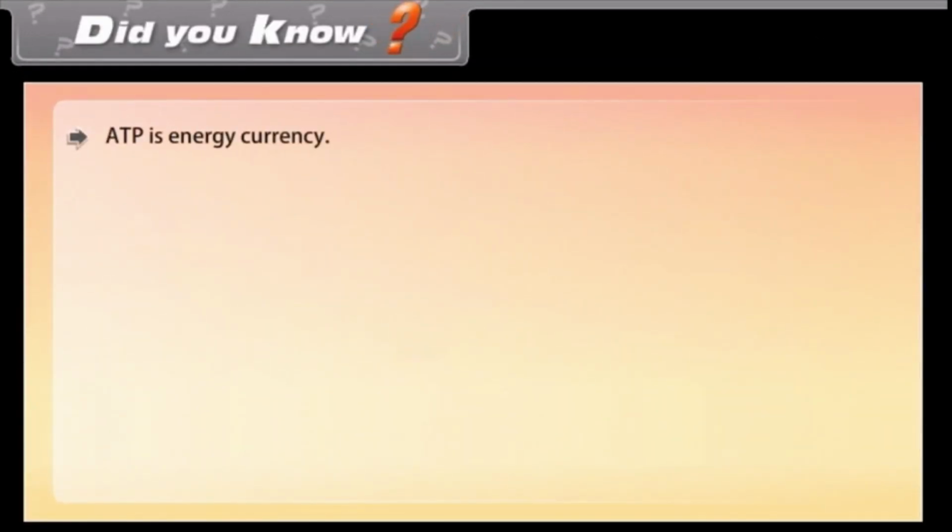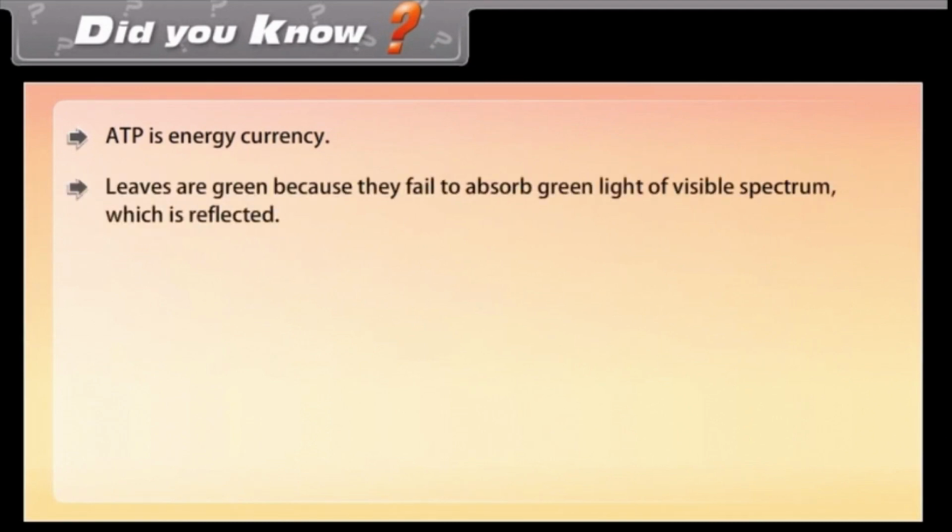Did you know ATP is the energy currency? Leaves are green because they fail to absorb the green light of the visible spectrum, which is reflected. Blue and red light are best for photosynthesis.